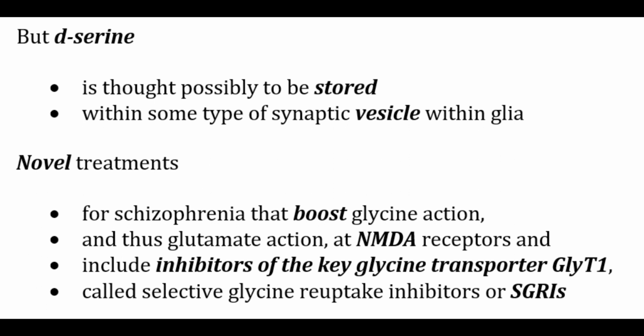There are novel treatments for schizophrenia that boost glycine action and thus glutamate action at NMDA receptors. And these include inhibitors of the key glycine transporter GLYT1 and selective glycine reuptake inhibitors, or SGRIs.